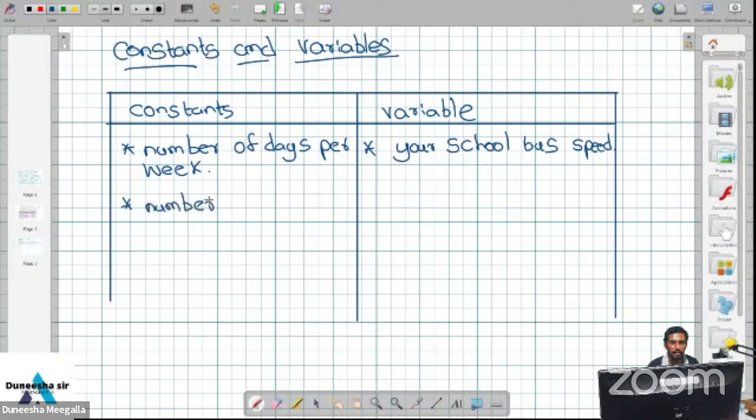Number of meters in 1 kilometer. Do you know the number of meters in 1 kilometer? 1000 meters. Yes, 1000 meters. Okay.